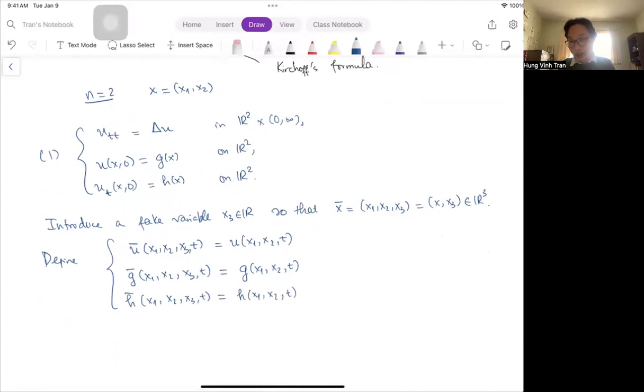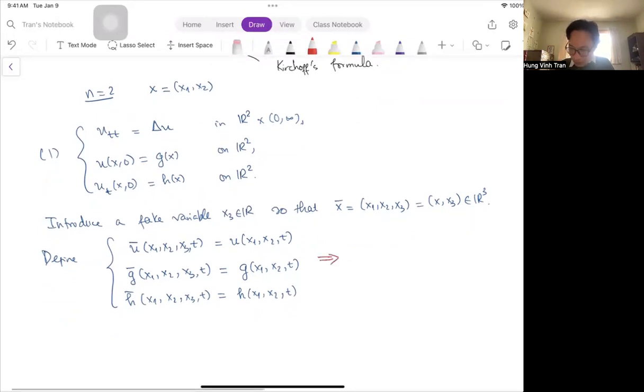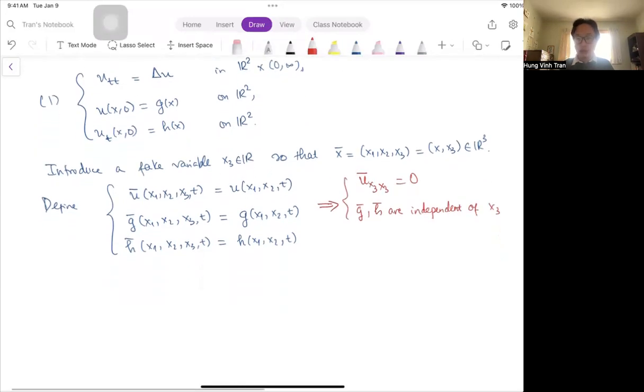So what's the point here? The advantage of this is that u bar differentiated in x3 is equal to 0, because effectively it doesn't depend on x3, right? We just introduced that as a ghost variable. And similarly, g bar and h bar are independent of the variable x3. Okay, so that's the advantage of introducing this sort of fake variable.